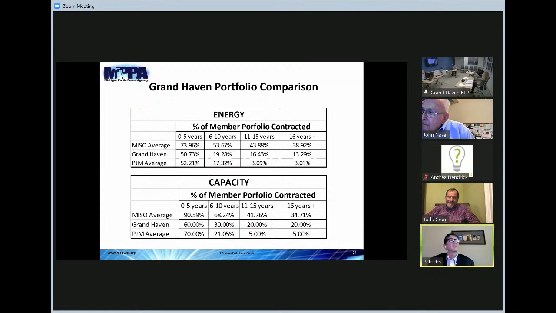And that is exactly why you have a diversified portfolio, because there's nobody on this call, nobody in this room, and there's nobody in this country that can tell you what power prices are going to be 15 years from now. So we don't try to do that.